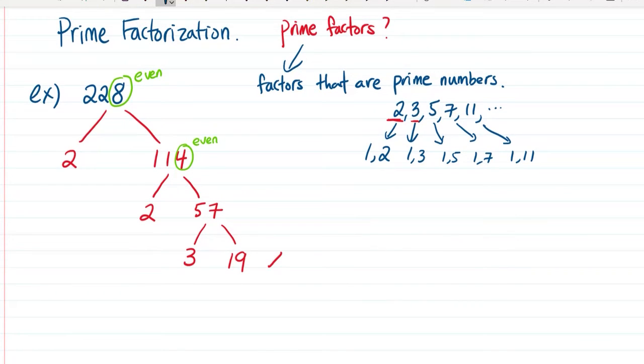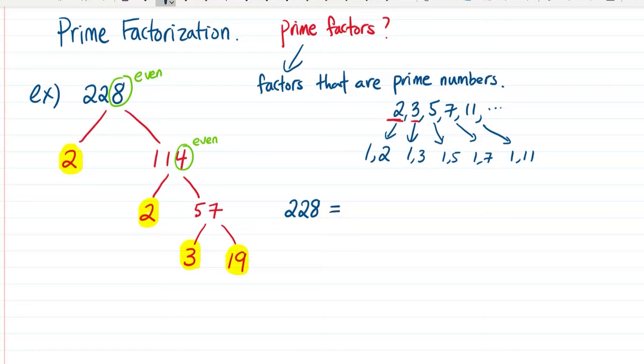The last step is to write the given number as the product of the numbers that we got: 2, 2, 3, and 19. So let's write that. When the question on your quiz, test, or homework says write the prime factorization of a given number, you do not stop at this point. You have to write the answer in this form.